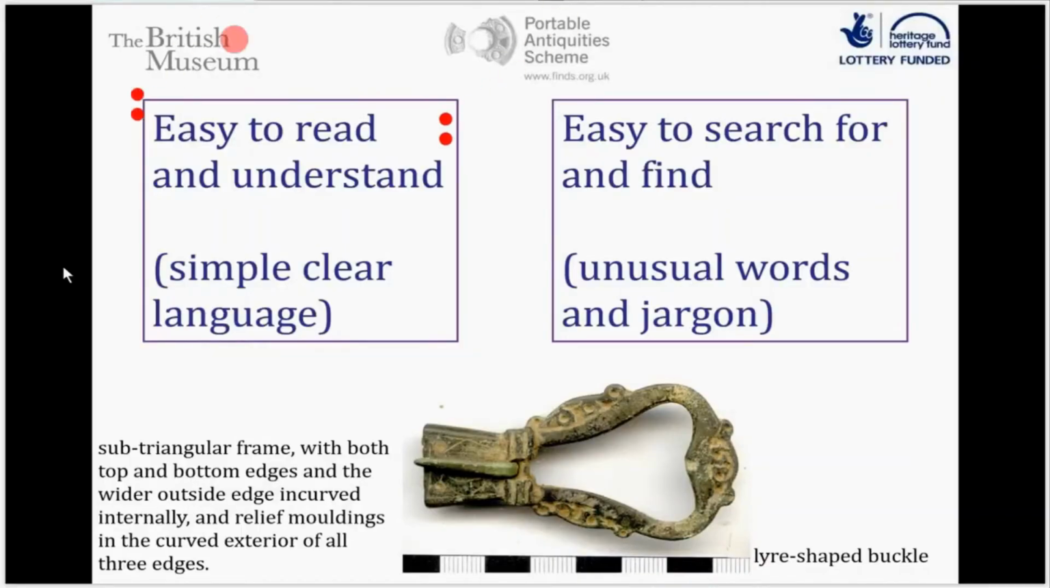And most of that's done through writing the description. So, we need to make our descriptions easy to read and understand for everybody. We also need to make them easy to search for and to find. And the trouble is that those are often in direct opposition to each other.